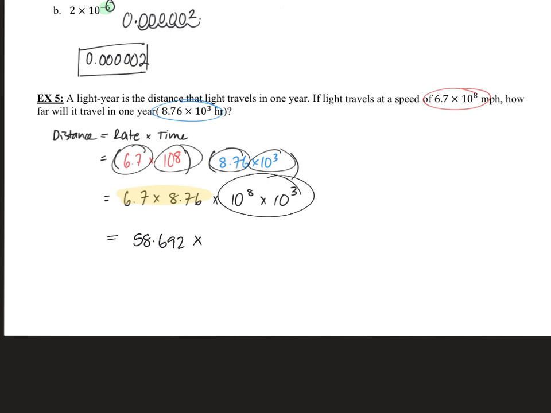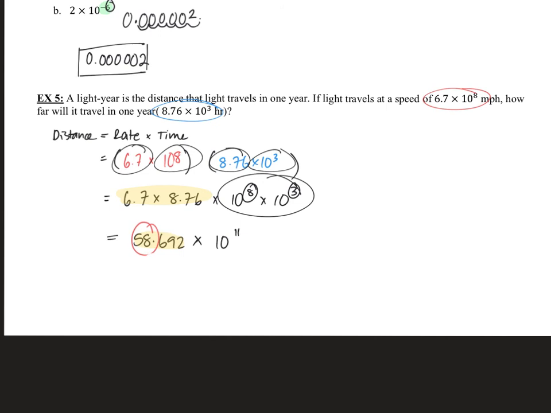We have 10 to the 8th times 10 to the 3rd. Keep the base, add the exponents. 8 plus 3 is 11. So we are very close to being done, but one thing to notice, it's very sneaky here, but this is not actually in scientific notation yet. Why not? Well, the reason is this number is 58, and remember, in scientific notation, this number needs to be greater than or equal to 1 and less than 10.